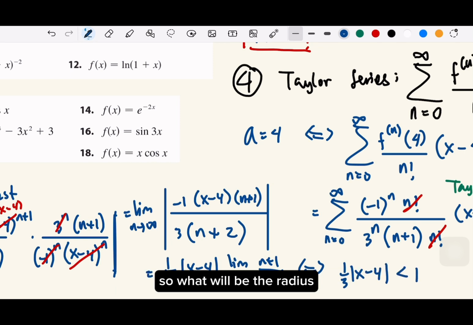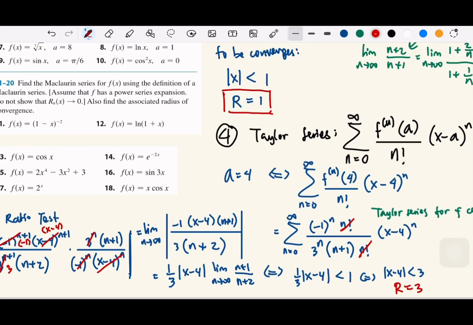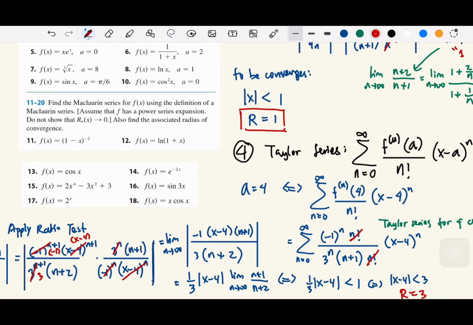So what will be the radius? Radius will be 3. Okay, so radius is 3. So R is 3. Would it be squared? But the absolute value. Oh, yeah.